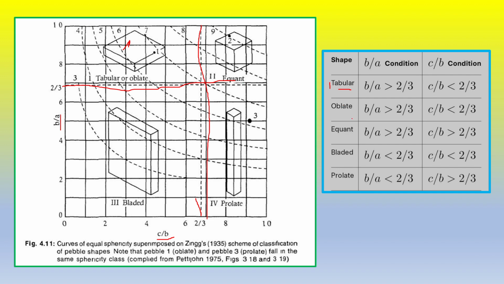Next, oblate. In the case of oblate shape, b by a is greater than 2/3, okay, and c by b is less than 2/3, okay, so tabular and oblate are the same.